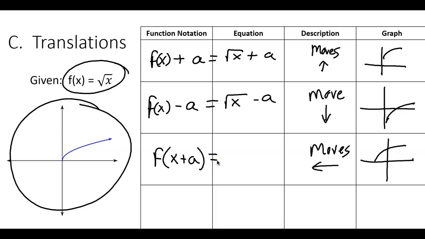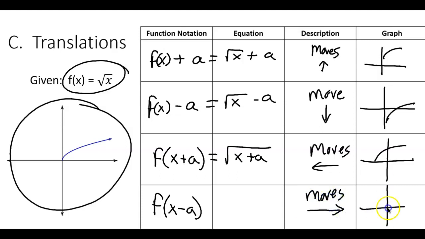What that would look like in the form of the equation is the plus a would be under the square root there with the x. It's inside of the function with the x. And then, of course, the last thing that we had was if you subtracted a number inside the parentheses, it does the opposite. It moves it to the right. And so your graph would look something like this. It would be shifted over that way to the right. And once again, it's inside the square root.